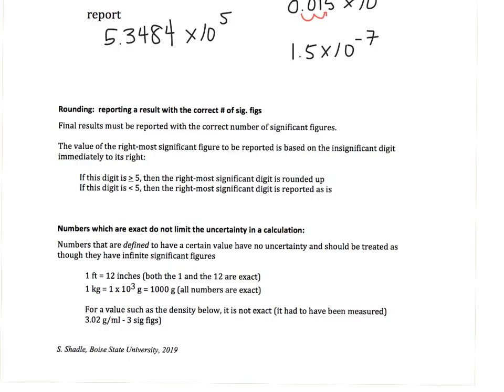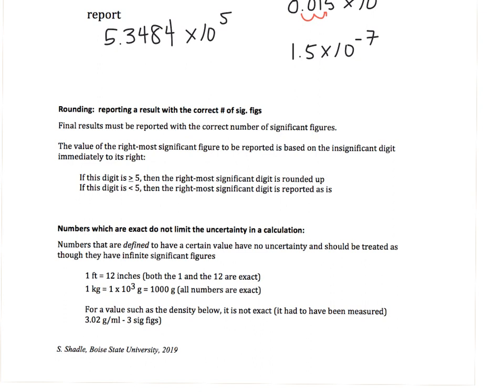The same rules would apply if we were dividing. So even though there are no examples there, the rules would be the same. A couple of things. You've already seen me demonstrate some rounding rules. So when we report a final result, we have to report it with the correct number of sig figs, and the value of the rightmost significant figure to be reported is based on the insignificant digit immediately to the right. So if that digit was more than 5, we round up. If it's less than 5, we leave it as it is.